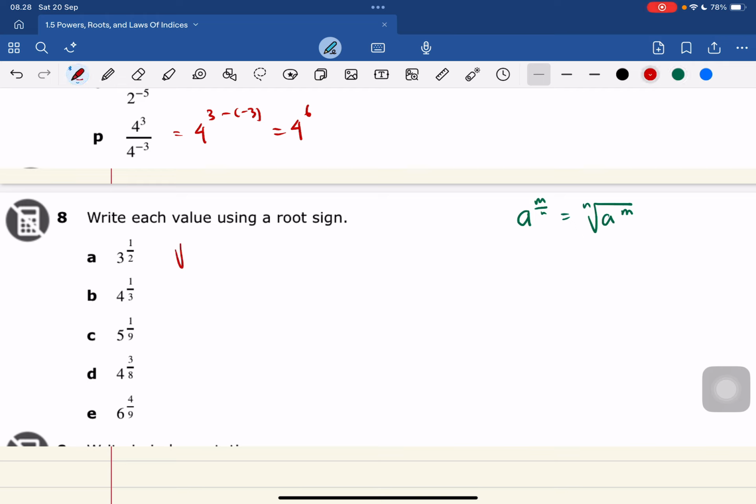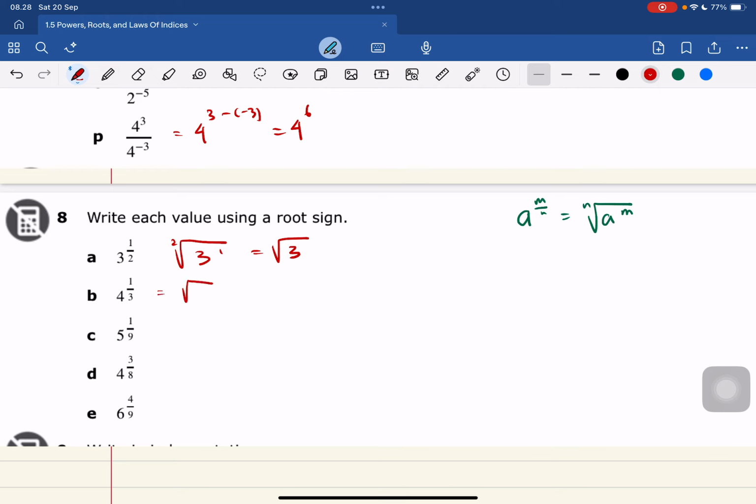So this is 3 power of 1 over 2. But as we know, if we make it power of 2 we don't have to write it, and power of 1 we don't have to write it. And this is square root, so you don't have to write the number 2 either. So it's going to be square root of 3.